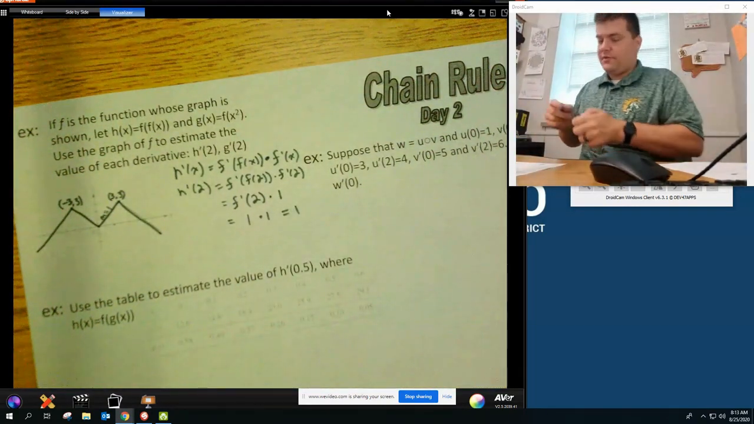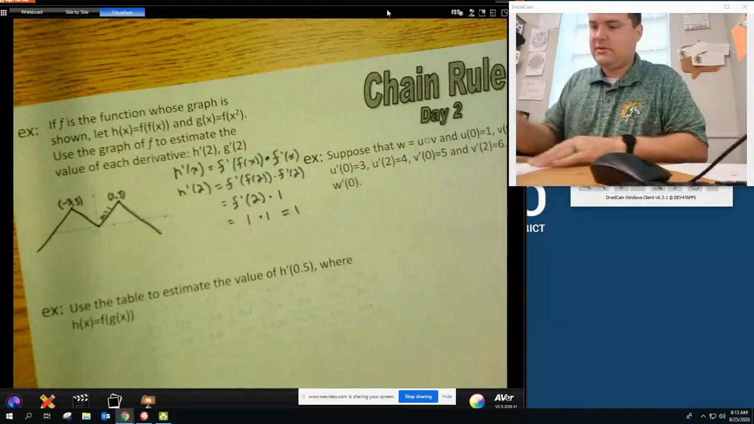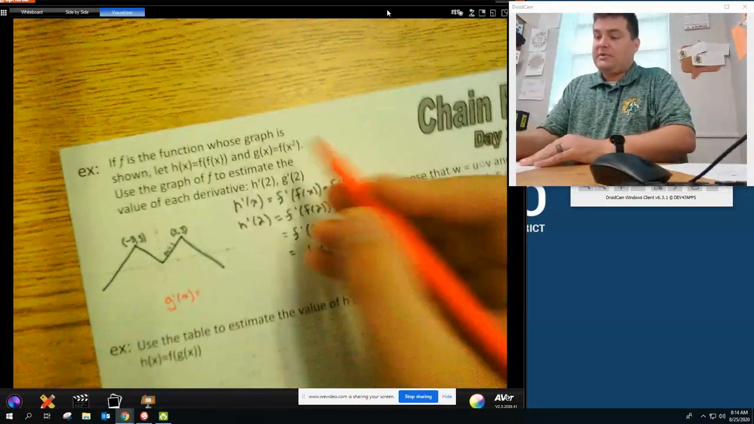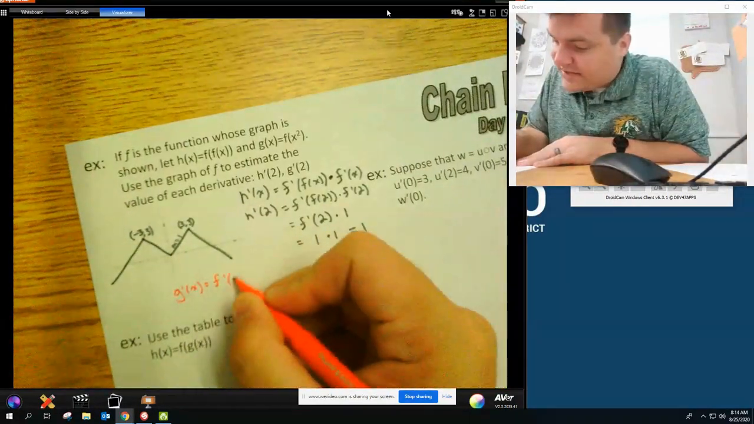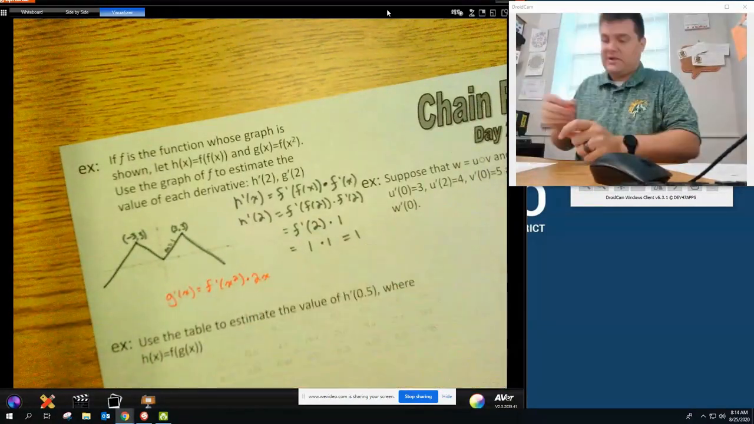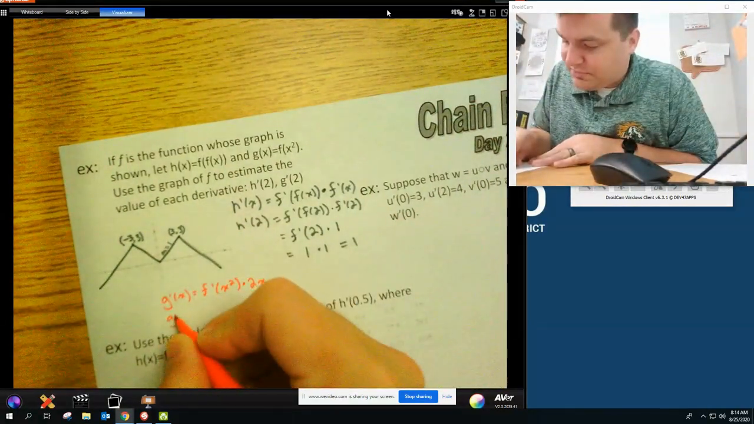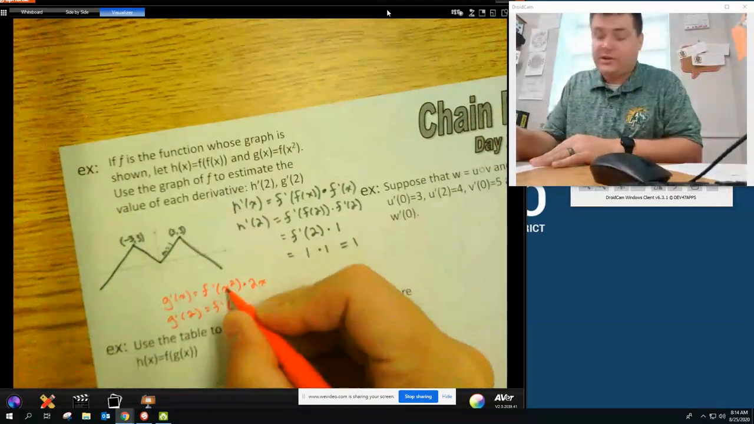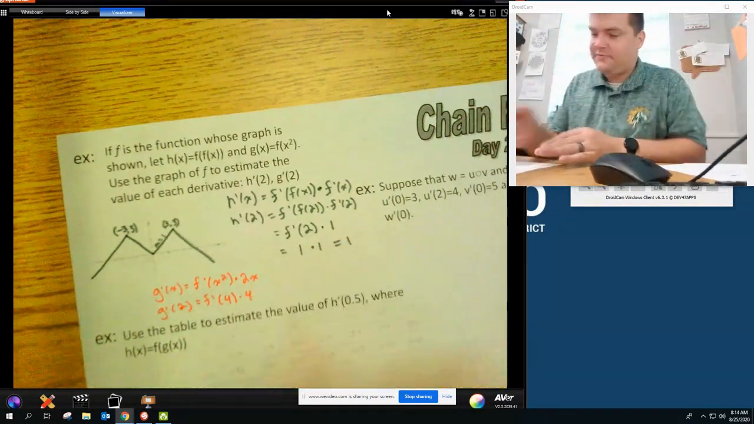For g, I'll do g in a different color. I'll do it in red. For g', I'm going to do the derivative of the outside. Again, the outside function is f, so it's going to be f prime. Inside stays the same, times the derivative of the inside, which is going to be 2x. And I need to plug in a good old 2. So I'm going to get g'(2) is f'(2 squared), which is f'(4), times 2 times 2, which is 4.